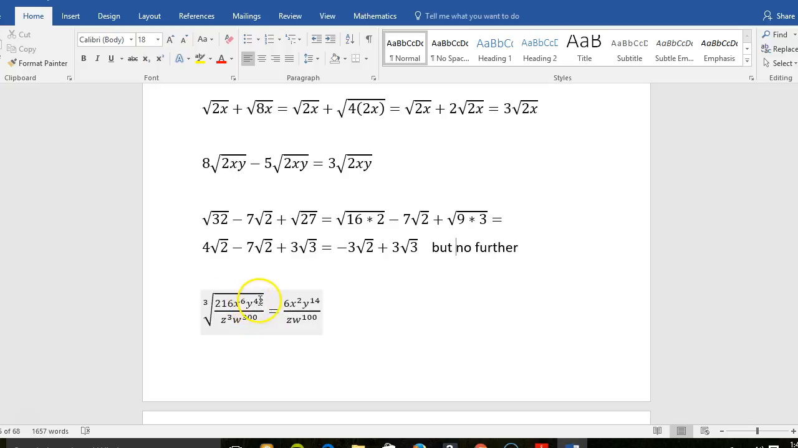And then you divide all the exponents by the index 3. Now y to the 42 divided by 3 is 14. And then z cubed. Now 3 divided by 3 is 1. So what's downstairs stays downstairs. What's up stays up. So here's z to the 1 downstairs. But that's just z itself. And then 300 divided by 3 is 100. So that's w to the 100 down here.